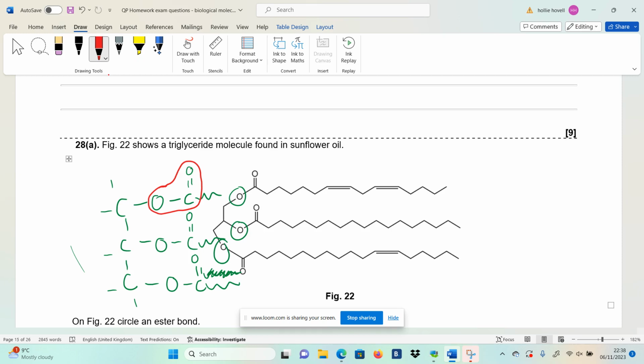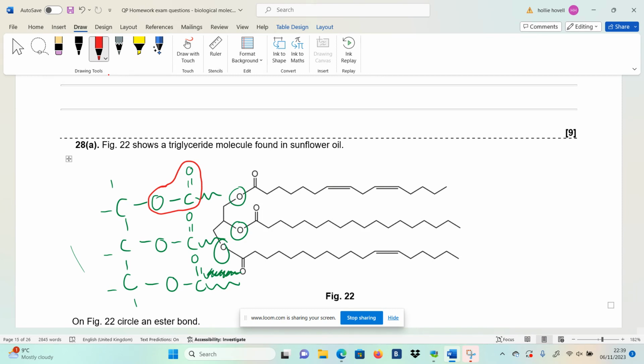So that's the bond. So same with glycosidic bonds and peptide bonds. Find the actual line that's the bond. Whatever's either side needs circling, and whatever's directly attached to that on the sides, circle that as well. All right, so that's what you should have circled.